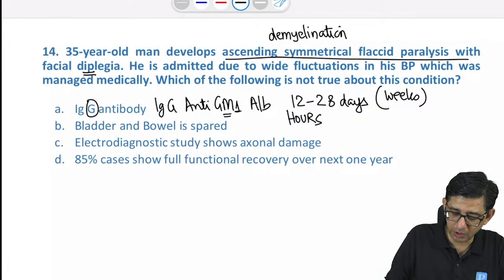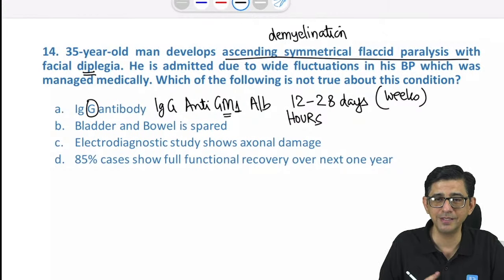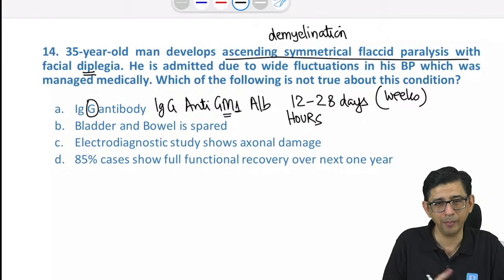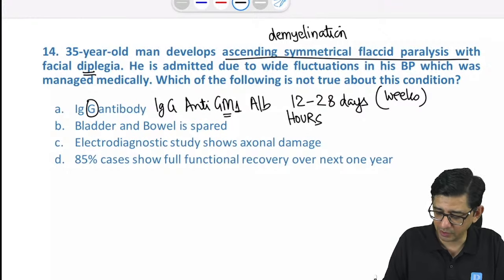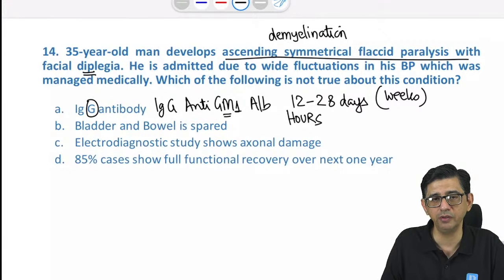So we think that it will be IgM. No, it is not IgM. It is IgG anti-GM1 antibody. That M alphabet in our mind, we can think of it as an IgM antibody. No, guys. Because here, up to 4 weeks of progression of the disease can be there.